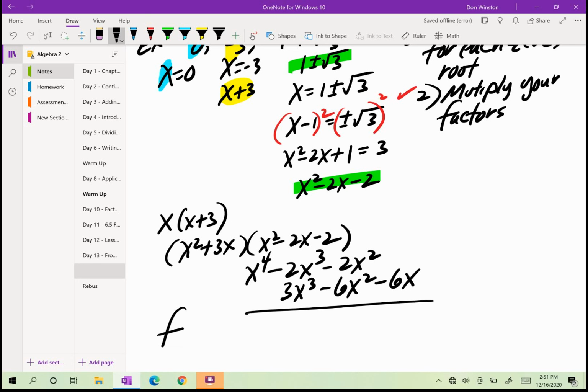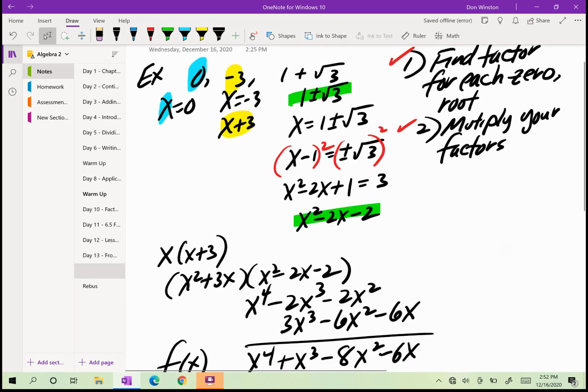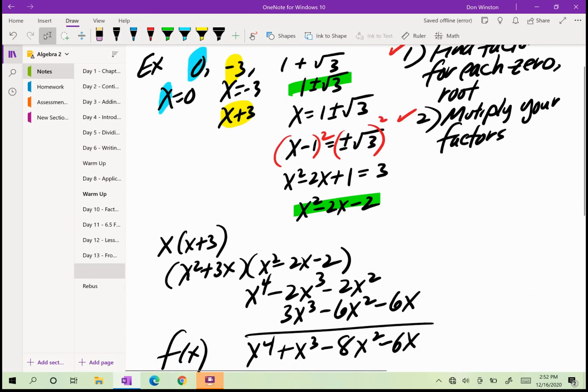So then the polynomial, when I multiply the factors, x times x plus 3 times x squared minus 2x minus 2, that would be x to the fourth plus x cubed minus 8x squared minus 6x. So that's the process you do. If they give you three roots or zeros, you'll be multiplying three factors. If they give you two roots or two zeros, you'll be multiplying two factors. Find the factor for each zero or root they give you. Multiply your factors.